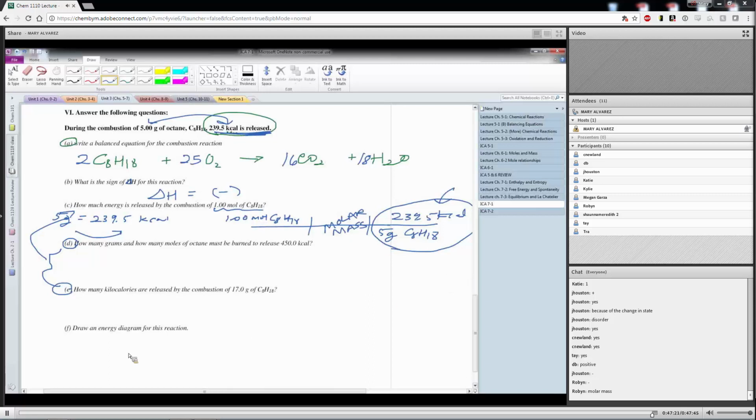All right, and then the energy diagram, you know that it's exothermic. You know that's spontaneous, so your products are lower in energy than your reactants. And you know that all it takes is a spark, so my energy of activation is pretty small. So it's going to be one of these. And that's it.